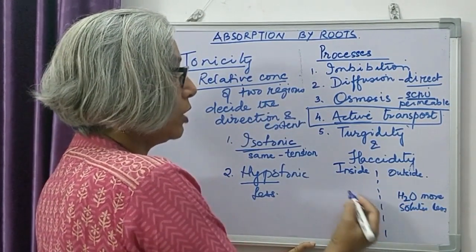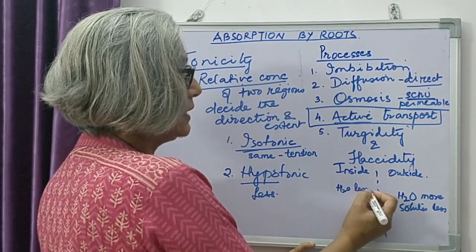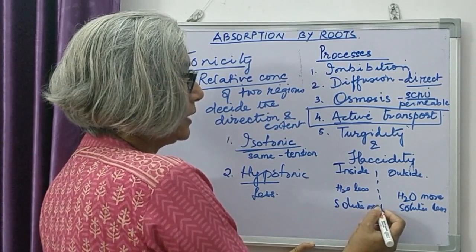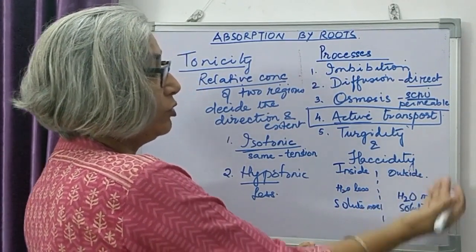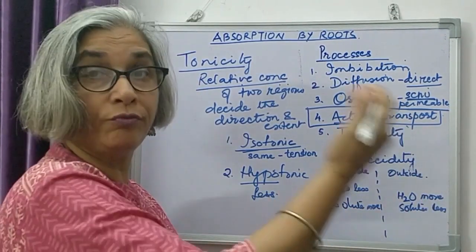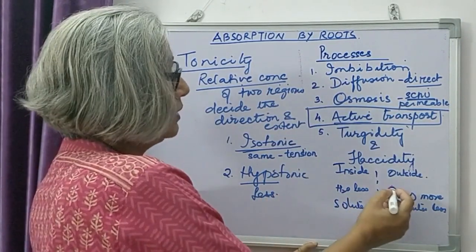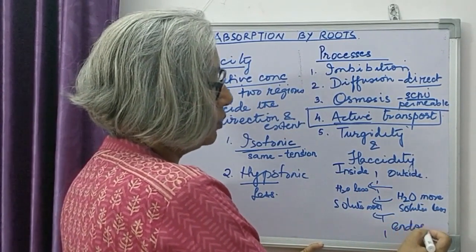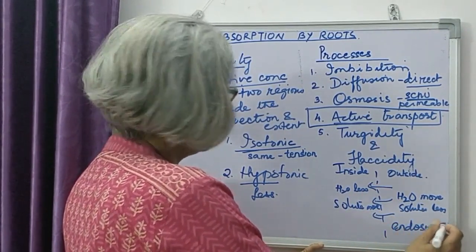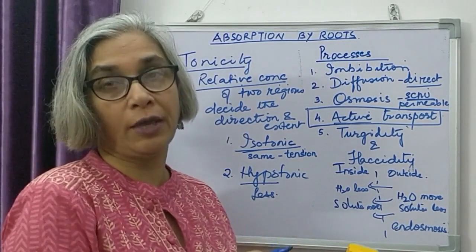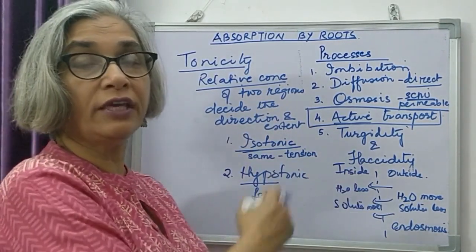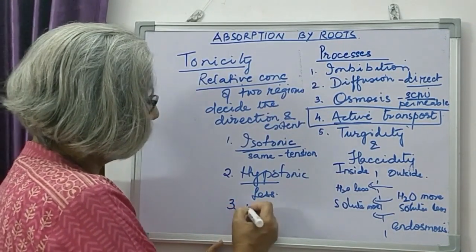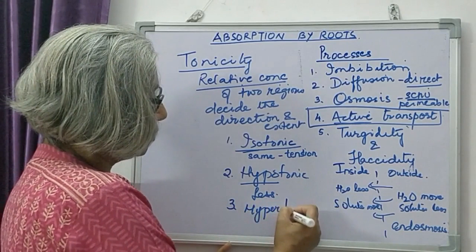So water is more outside, water is less inside, solute is less outside, solute is more inside. The result will be movement of water from where it is high to where it is low. That is, it is moving inside the cell. This is endosmosis. Inward movement is endosmosis. So if we are talking of a hypotonic solution, it means water will move inside the cell, and endosmosis will take place.